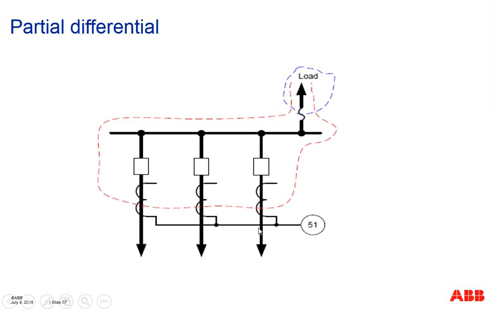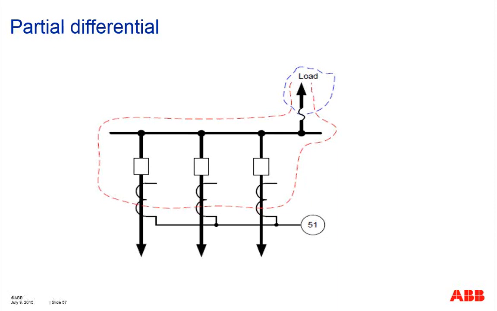The advantage of doing this is, of course, you save yourself from having to install a relay for every source. You save that amount of money and resources. But the other thing is, by doing this, you also don't have to coordinate every incoming source feeder with the outgoing feeders. You only need to do one. That's the advantage of doing this.